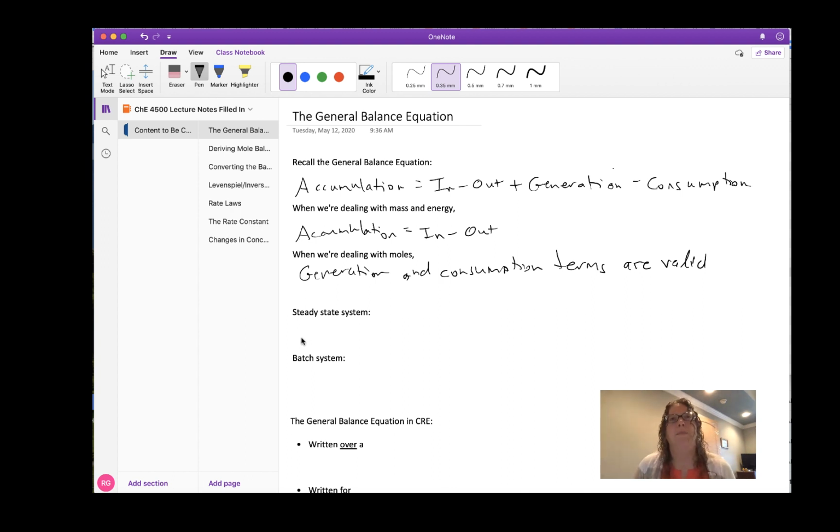Another case that we can look at is the steady state system. So what happens at steady state? At steady state, the accumulation term goes to 0. Another special case that we're used to looking at as chemical engineers is the batch system. So how do I manipulate the balance equation for a batch system? In this case, the in and out terms are equal to 0.